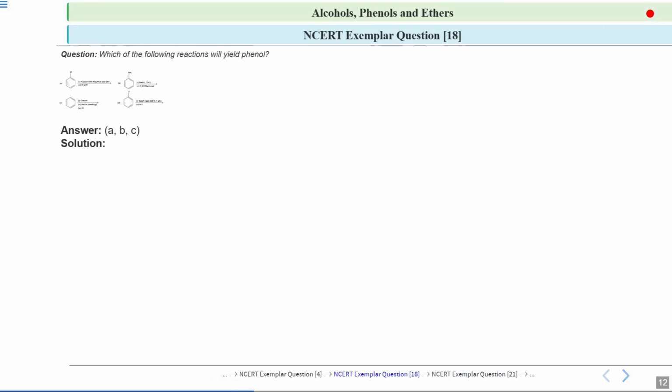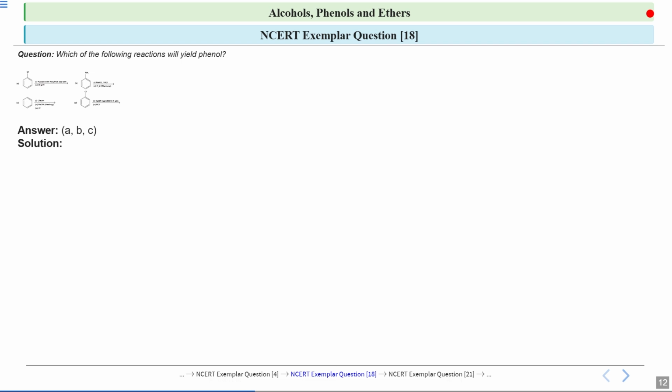Okay, let's see the solution now one by one. So the correct answer for this question is A, B and C. All the 3 reactions A, B and C will yield phenol. Now let us see each of these reactions one by one.